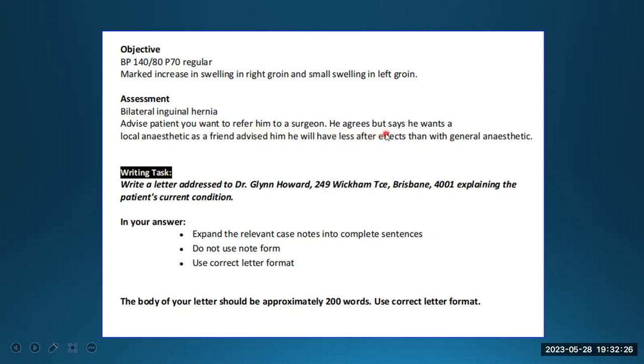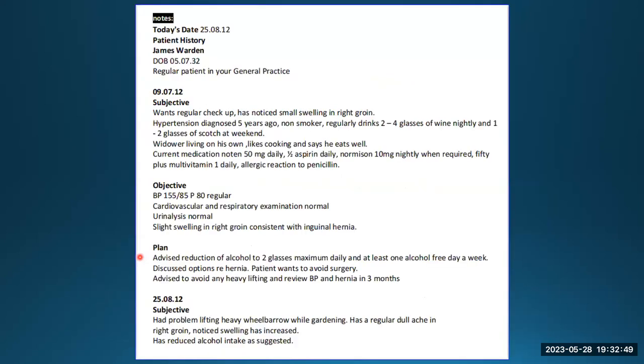He agrees, but says he wants a local anesthetic, as a friend advised him he will have fewer after effects than with general anesthetic. Okay, so he wants local anesthetic. Now we know what happened in the second visit. For example, what is our understanding, like what's happening in the second visit?